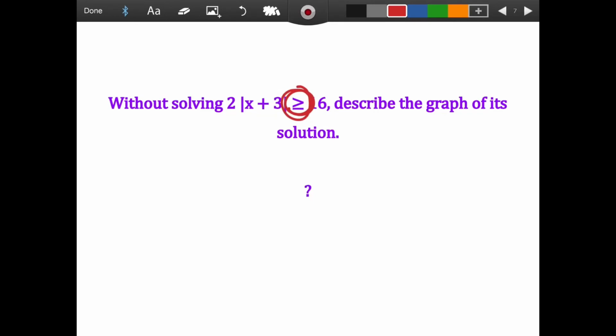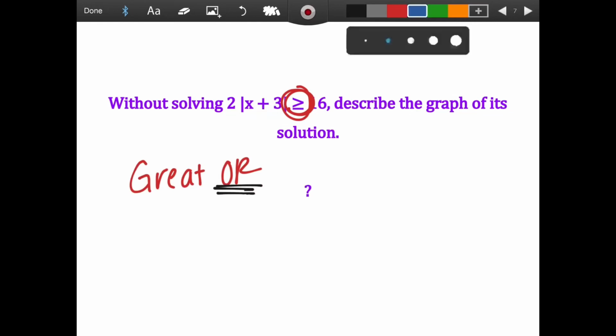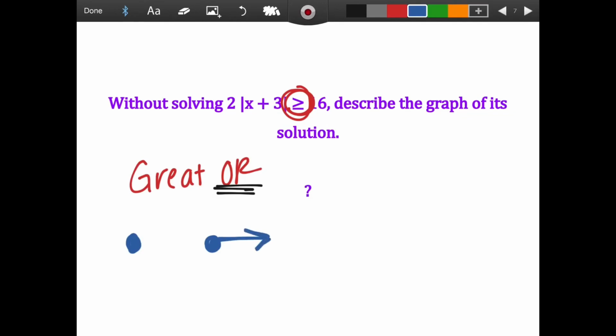So we have greater than or equal to. Greater than tells us that this is going to be an or inequality, which means that the shading is going to be in opposite directions. So because it's greater than or equal to, we're going to have closed circles at our solution points, and we're going to be shading in opposite directions from positive infinity to negative infinity.